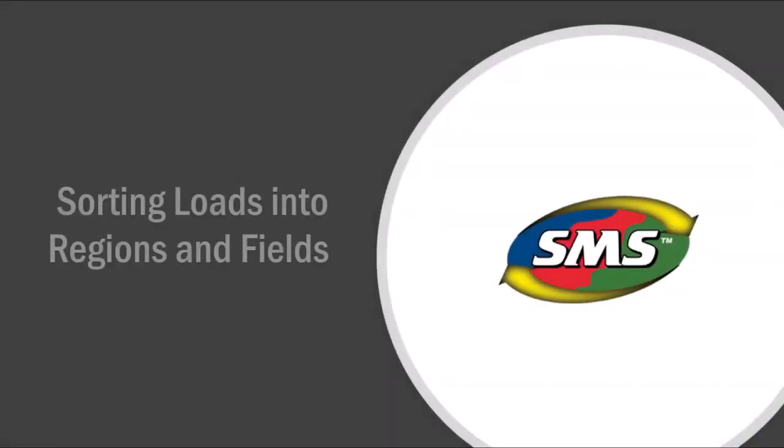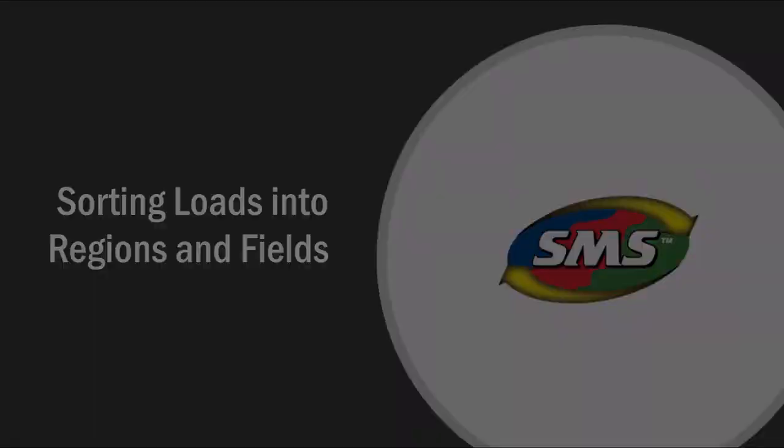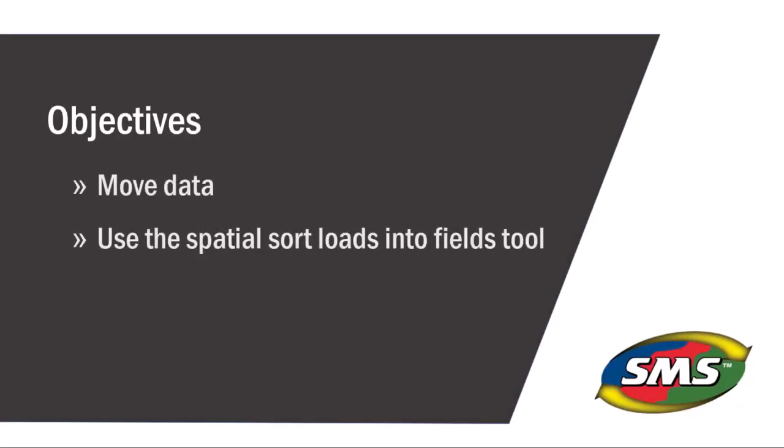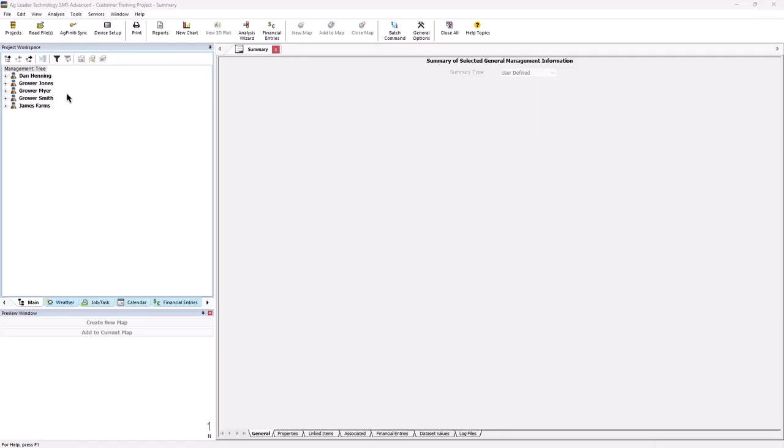In this video, you will learn how to move your data to the correct field using the Spatial Sort Loads into Fields tool. The Spatial Sort tool will sort your loads and regions and the data contained in them into the correct fields based on set field boundaries. This provides a powerful tool for getting data organized in the correct place, no matter how it was recorded in your field display. To begin, open SMS.